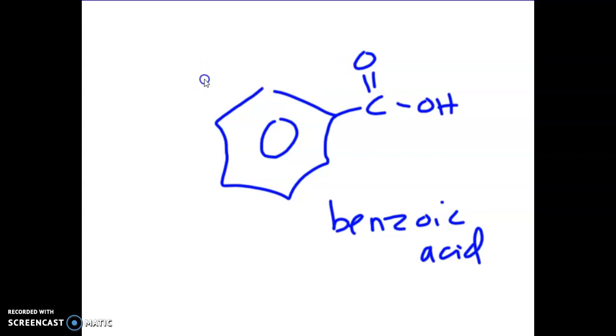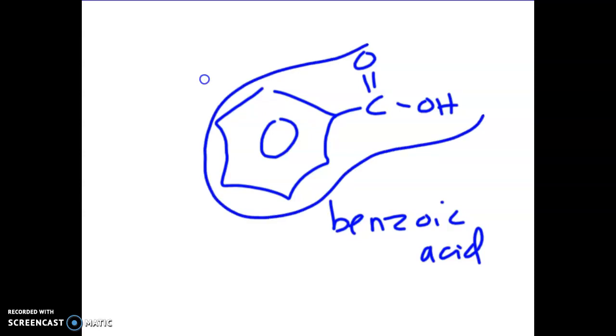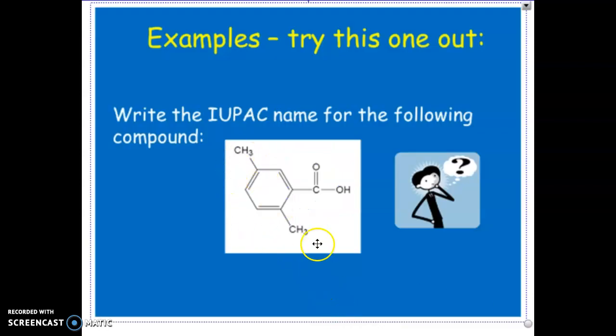So when we're talking about a parent group with benzene, this entire structure is the parent. When we say benzoic acid, of course, the carbon that has that carboxyl group bonded to it is always our carbon number 1. Okay, so that's going to help you with your next one. So here we have a diagram. Pause the video, give this a try, and try to name this structure.